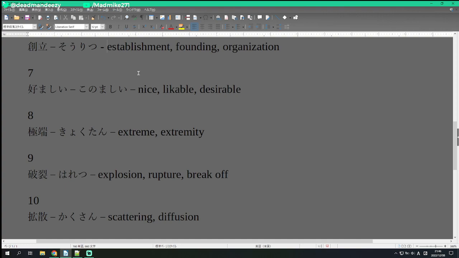Number 7 is konomashi. Konomashi is nice, likable, or desirable. An E adjective. Konomashi is likable, desirable, from our kanji that means to like.